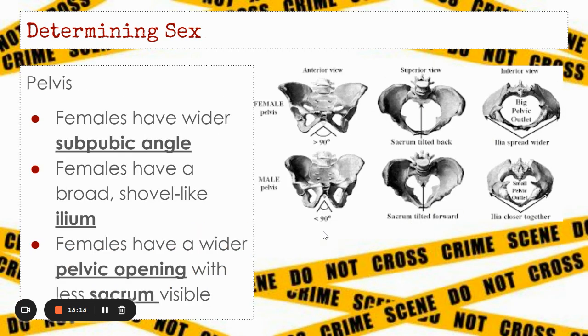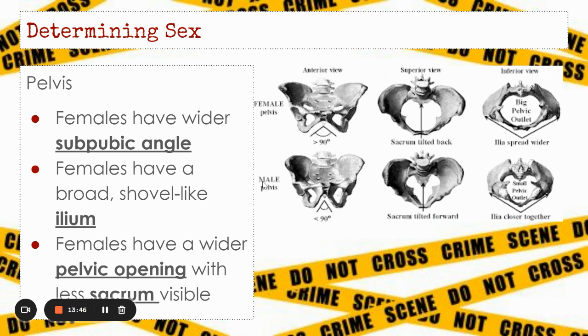All right, so determining sex from a pelvis. Females generally have a wider subpubic angle, so that's this angle here at the bottom. On the female, it's going to be greater than 90 degrees. On a male, it's going to be less than 90 degrees. Females are going to have a very broad, what we describe as shovel-like ilium. The ilium is this part right here, right? You can see it's very wide, a little bit deeper, whereas this one's a little more narrow.